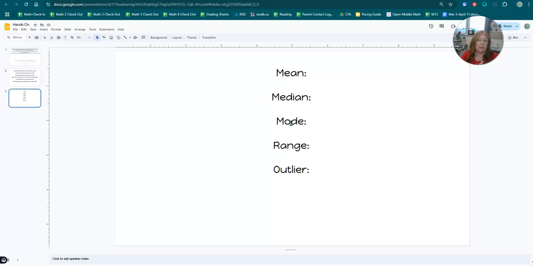Your mode, you've already answered that, right? It's the most common. Which one went up the highest, happened the most? Our range is your biggest to littlest. What is the difference between them? And your outlier, there's a good chance you might not have an outlier unless you rolled a whole bunch of 2s and then like 112 or something like that. Chances are you probably don't have an outlier. So go ahead and answer those questions.